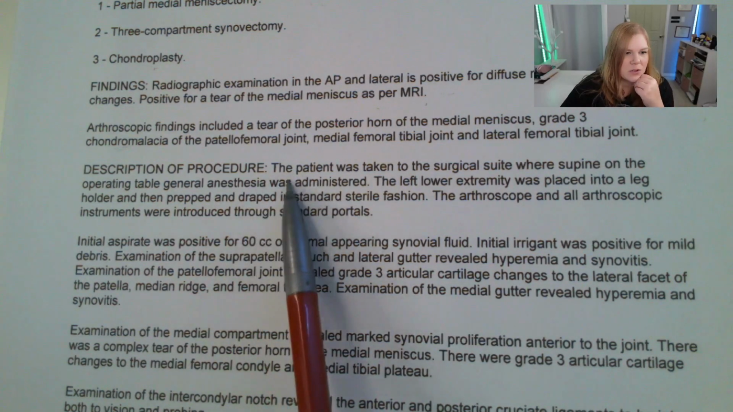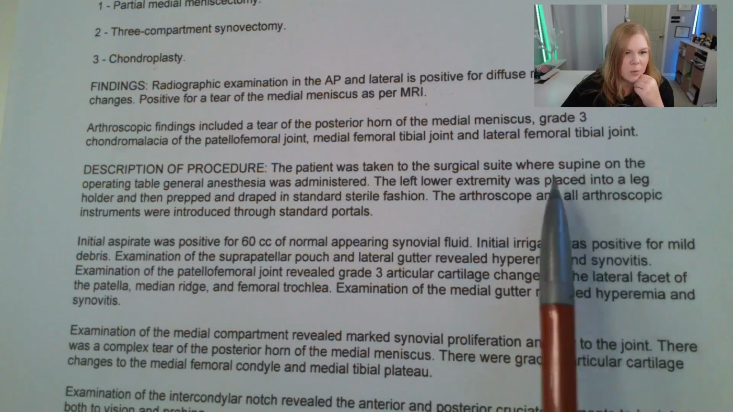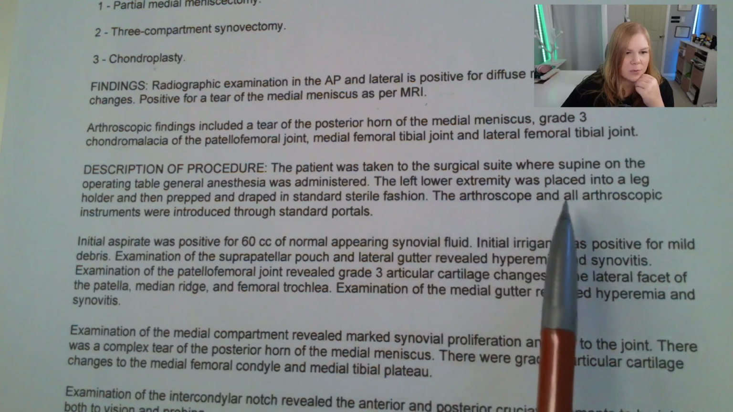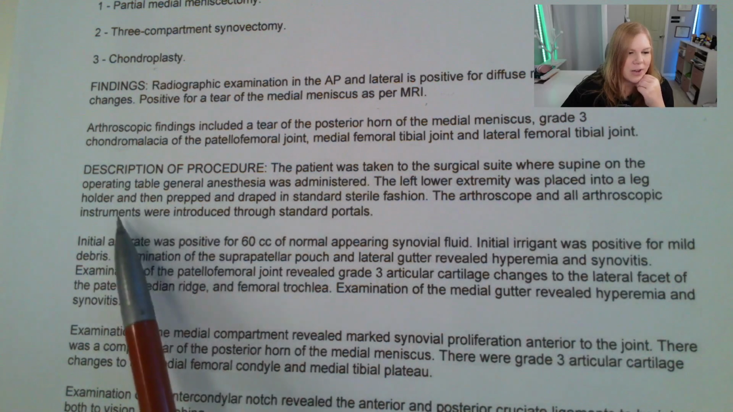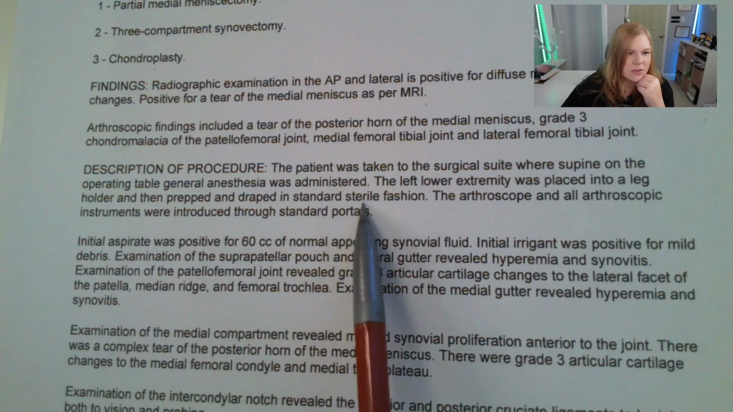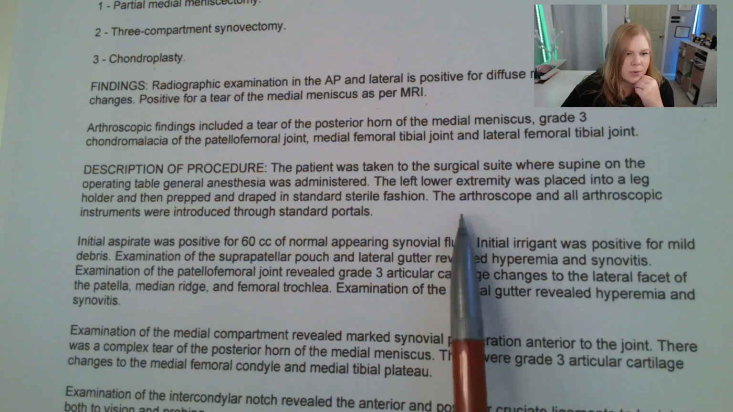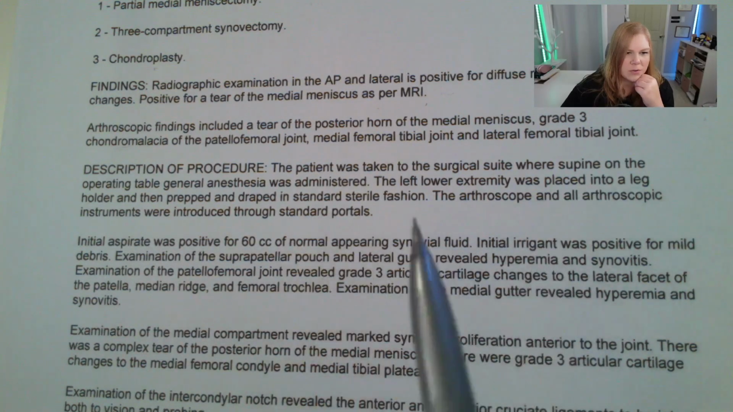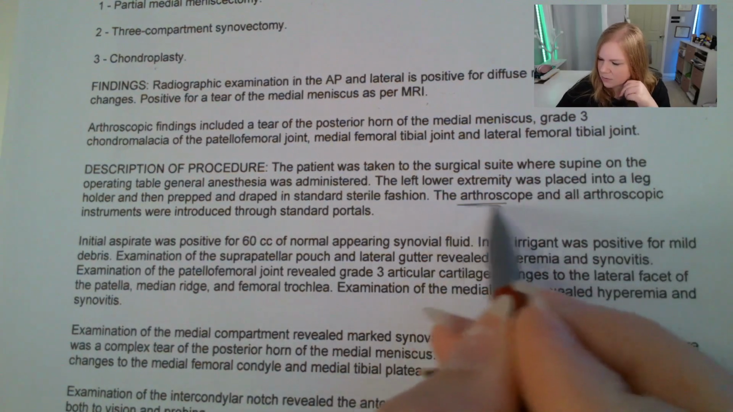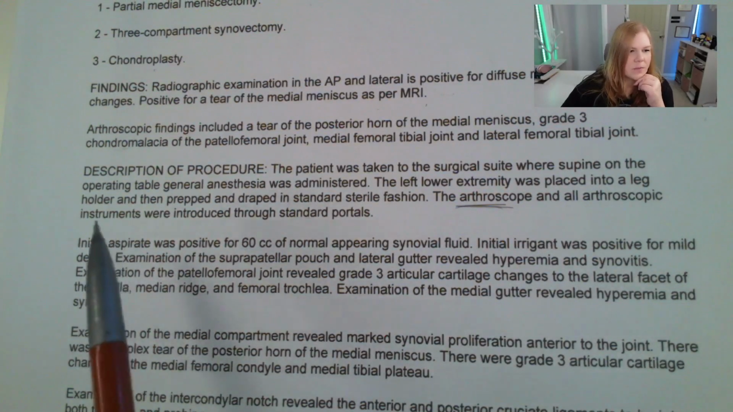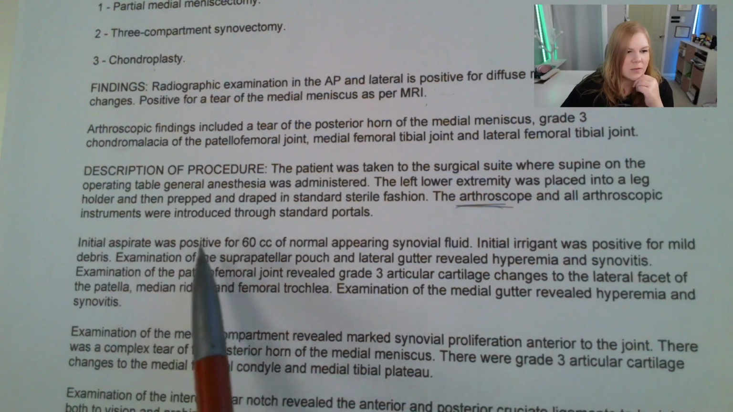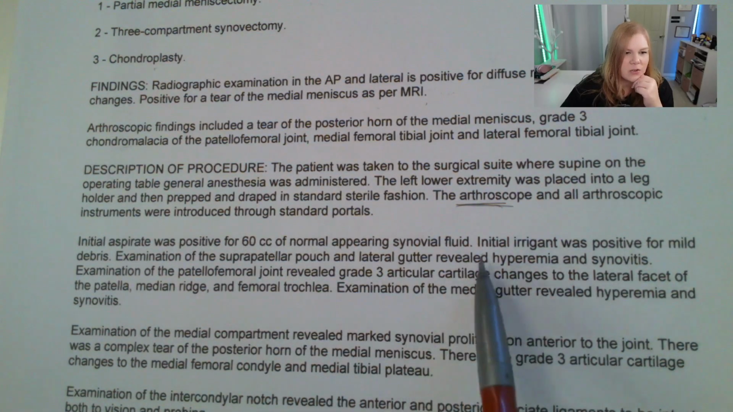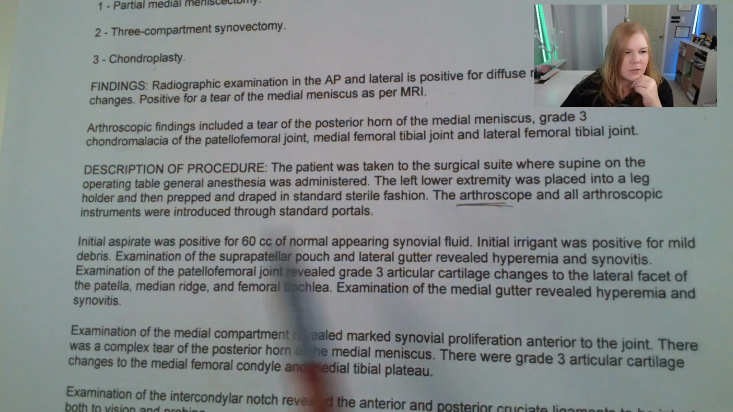So the description of the procedure: patient was taken to the surgical suite where, supine on the operating table, general anesthesia was administered. The left lower extremity was placed into a leg holder and then prepped and draped in the standard sterile fashion. The arthroscope and all arthroscopic instruments were introduced through standard portal. So this was an arthroscopic procedure, not an open procedure. Initial aspirate was positive for 60 cc's of normal appearing synovial fluid. Initial irrigant was positive for mild debris.